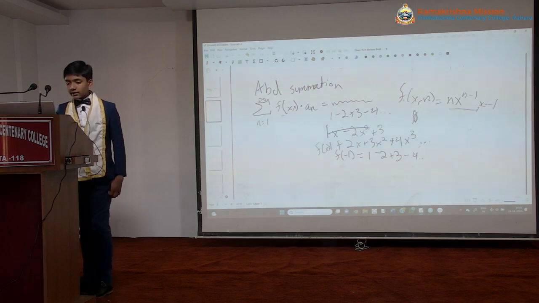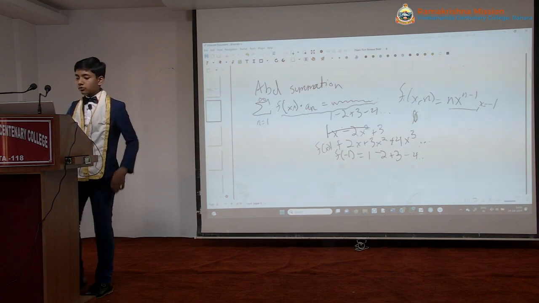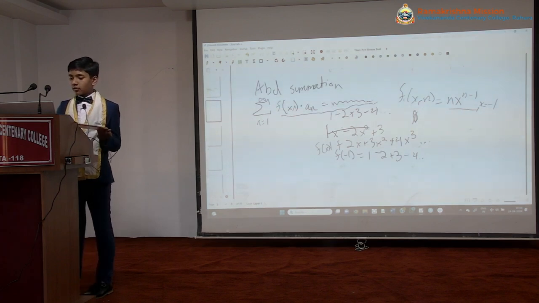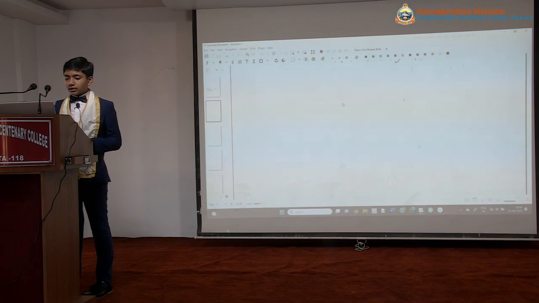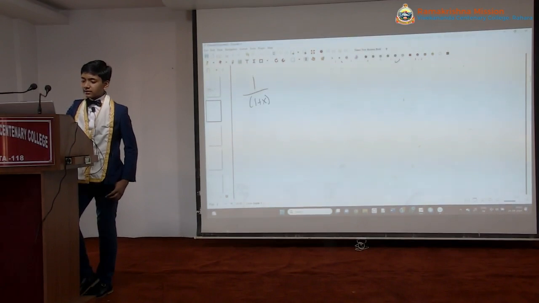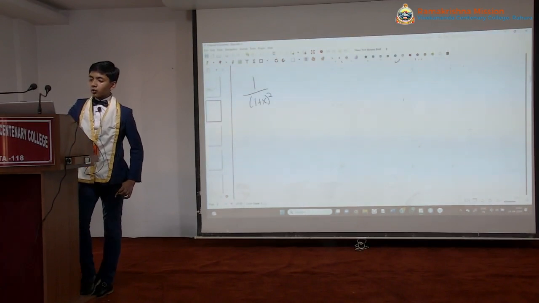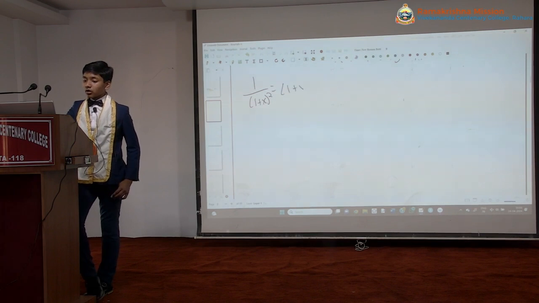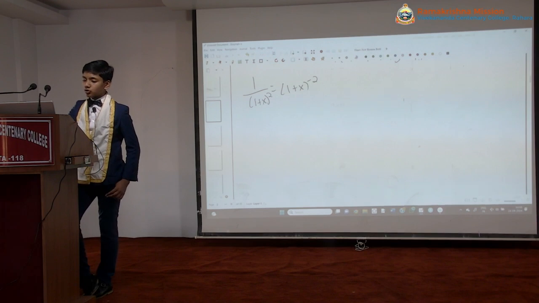So, there is this way around it, but I'm going to showcase to you an easier way because I think we might be running out of time. Now, that easier way is by taking the Taylor expansion of 1 over 1 plus x squared, or 1 plus x to the minus 2.